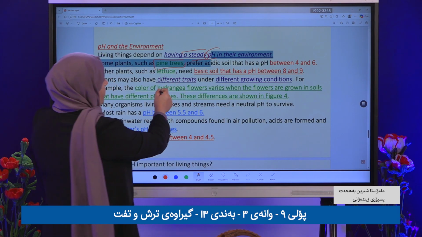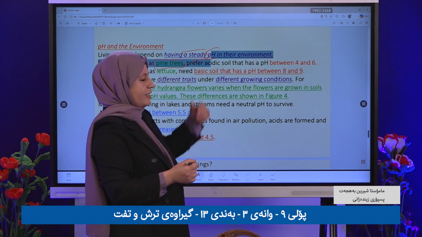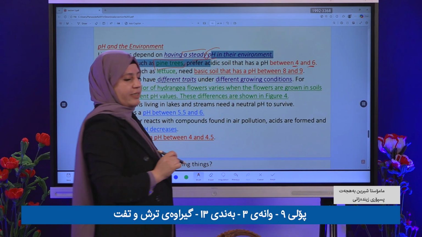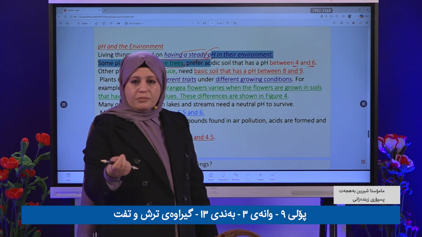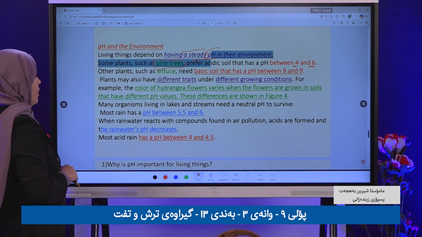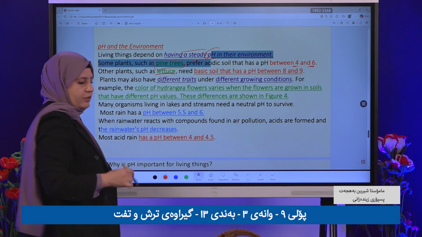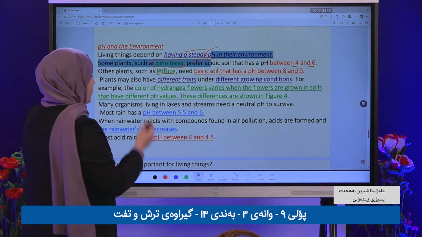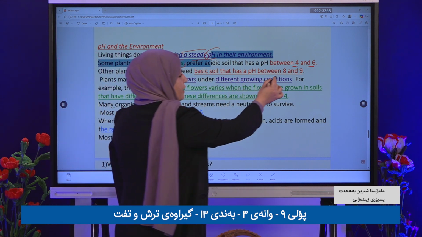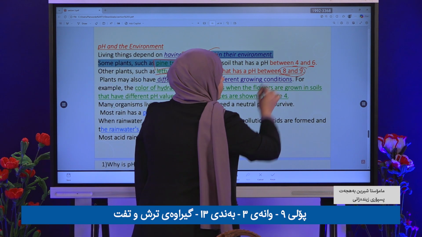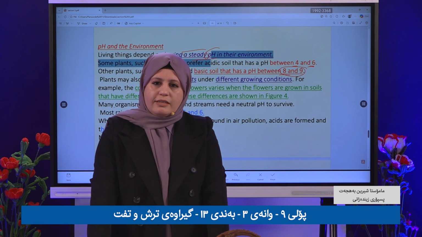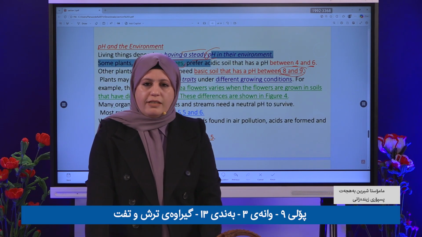So pine tree prefers acid soil, between what? Between 4 and 6. That means it needs which kind of soil? Acid or base? Of course, acid. What about lettuce that we use in salad every day? Lettuce is a base soil plant that has a pH between 8 and 9. That means it needs which kind of soil? Acid or base? Of course, it needs a base solution.